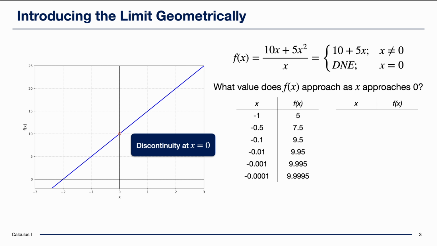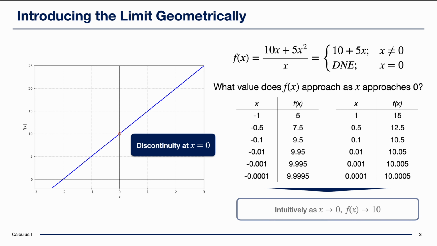We can approach x is equal to 0 from the right side, so when we start with x is equal to 1, f of x is 15. When x is equal to 0.5, f of x is 12.5. We can continue making x closer and closer to 0, so when x is equal to 0.0001, f of x is equal to 10.0005. So intuitively, as x approaches 0, f of x approaches 10.